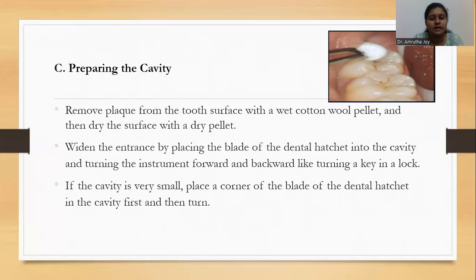If you are turning the hatchet like a key in the cavity, all the unsupported enamel will be broken off, and we can remove those broken pieces of enamel. If the cavity is very small, we can use the corner of the blade and enter the cavity by turning the hatchet.